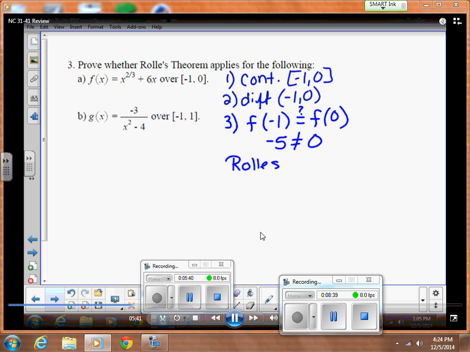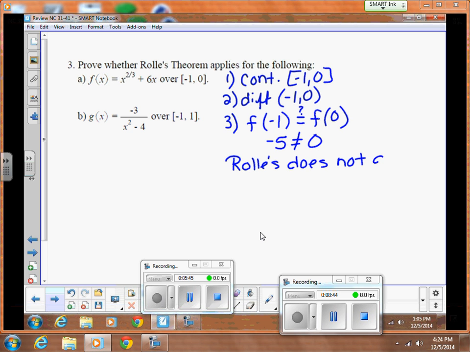So in this particular one, Rolle's theorem does not apply because f of negative 1 does not equal f of 0. So I have to state which of the three steps it did not meet.